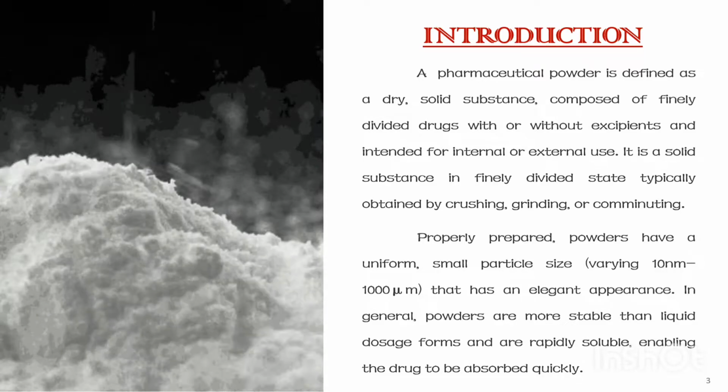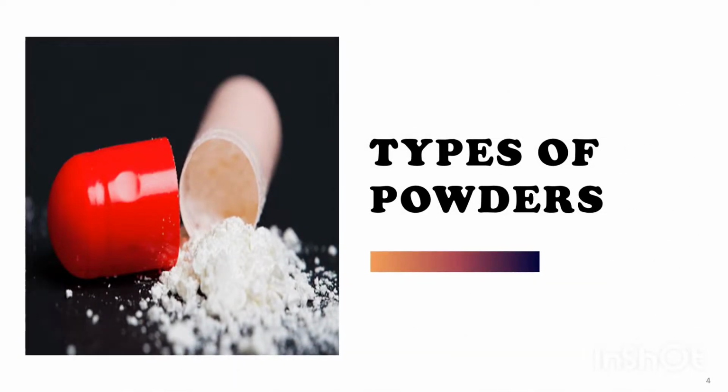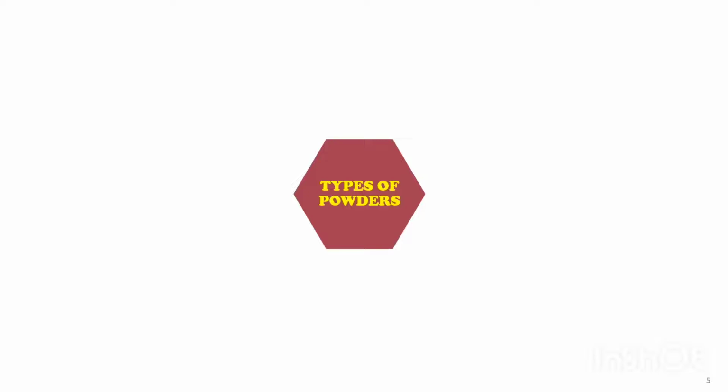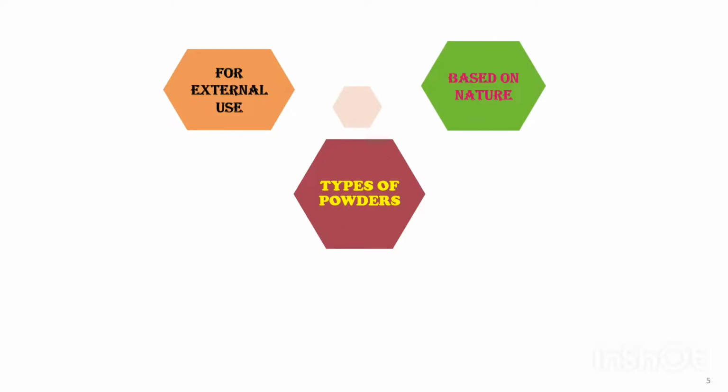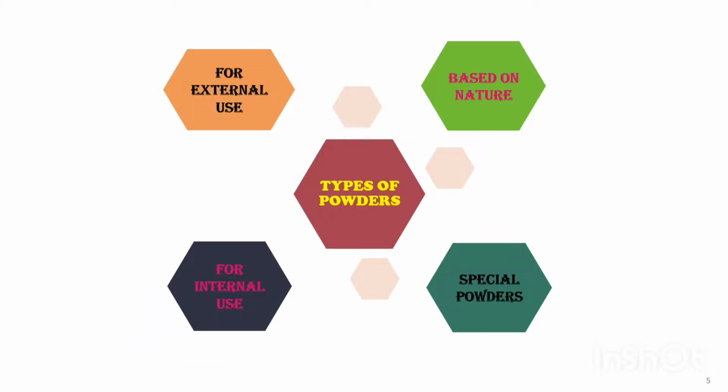to be absorbed quickly. Now we are going to see about types of powders. There are several different types of powders available in the market. The first type is powders for external use. The second one is powders based on nature. The third one is the special types of powders, and the final one is powders for internal use.